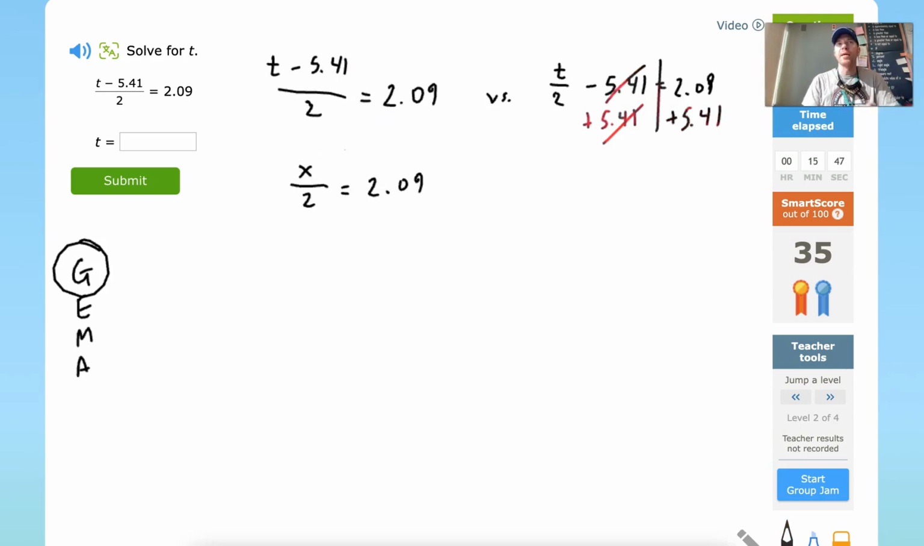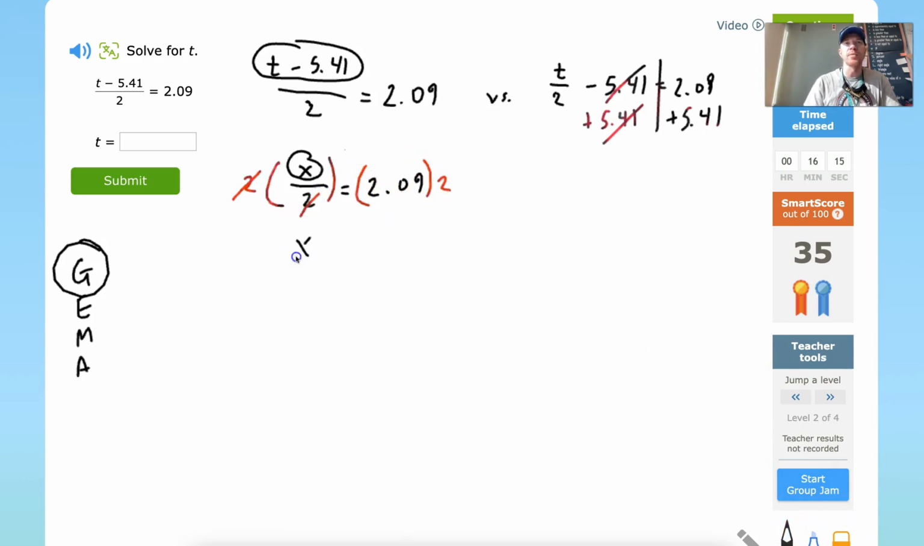So imagine for a moment that group on top here, instead of t minus 5.41, we just gave it a single variable. I'm going to choose a different variable, so as not to confuse myself with t, but if I just called all of that t minus 5.41 x, how would you solve this? Well, it's division by 2. I will multiply by 2 to cancel that. Balance my equation. So in this case, I would get x equals, I believe that's going to be 4.18. And I would be done in that case.